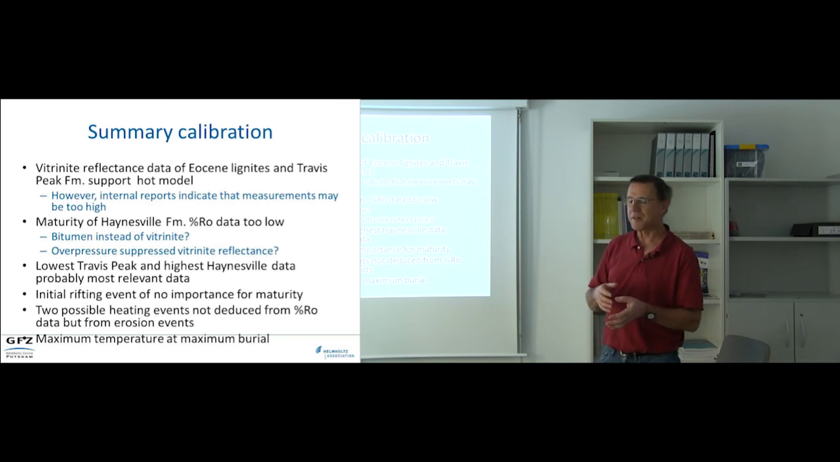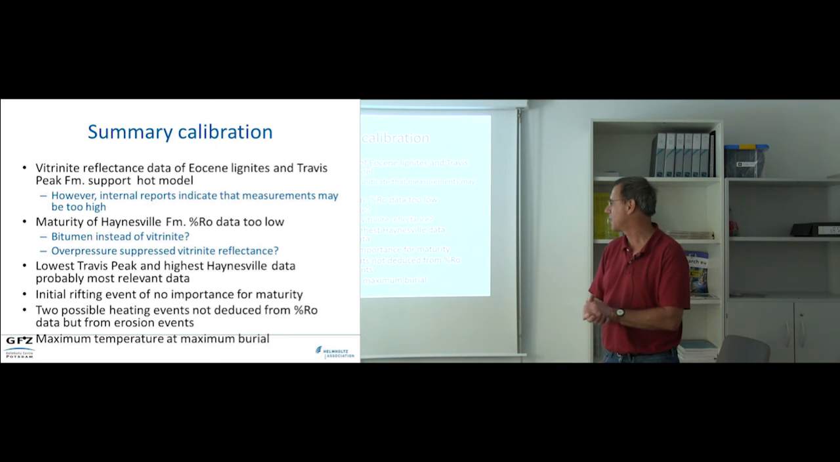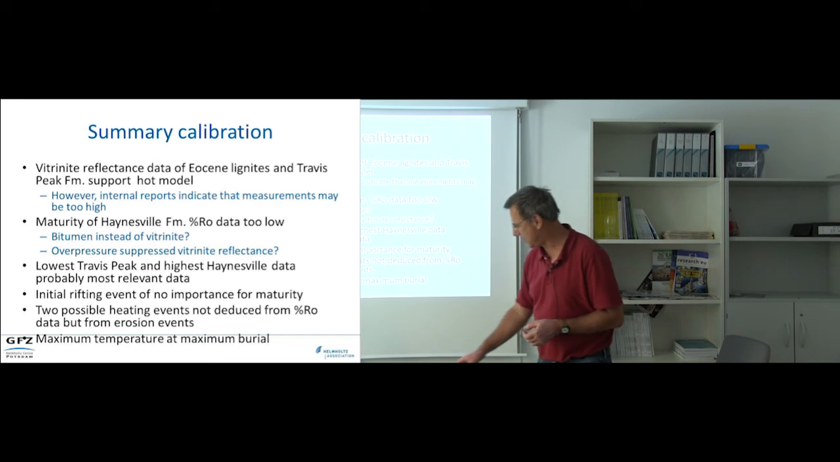Vitrinite reflectance data of the Eocene coal without a heating event is at least difficult to achieve. We would need more additional sediments and erosion, which are also difficult to assume, to justify. And maximum temperature was reached at a maximum burial. That's quite certain.